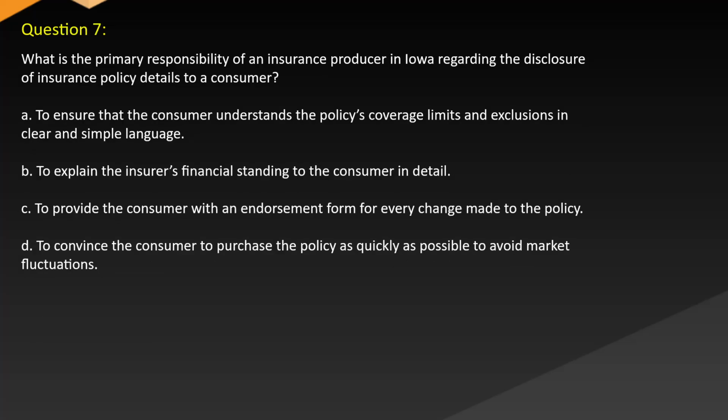Question 7. What is the primary responsibility of an insurance producer in Iowa regarding the disclosure of insurance policy details to the consumer? A. To ensure that the consumer understands the policy's coverage limits and exclusions in clear and simple language. B. To explain the insurer's financial standing to the consumer in detail. C. To provide the consumer with an endorsement form for every change made to the policy. D. To convince the consumer to purchase the policy as quickly as possible to avoid market fluctuations.